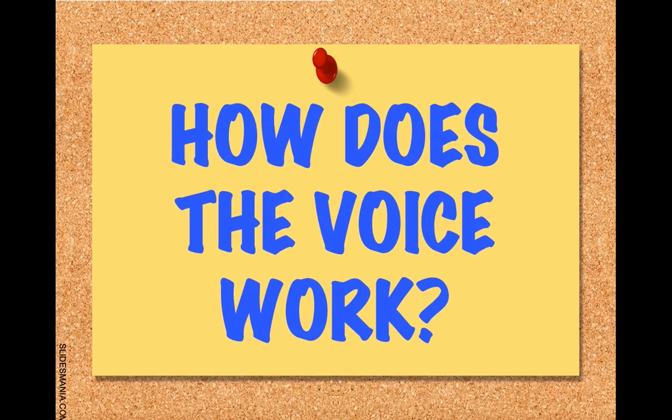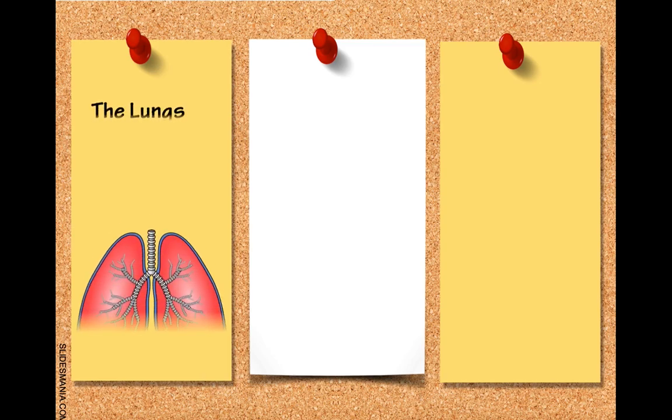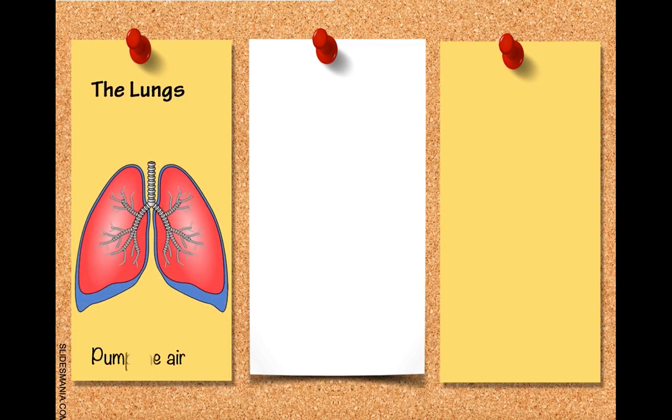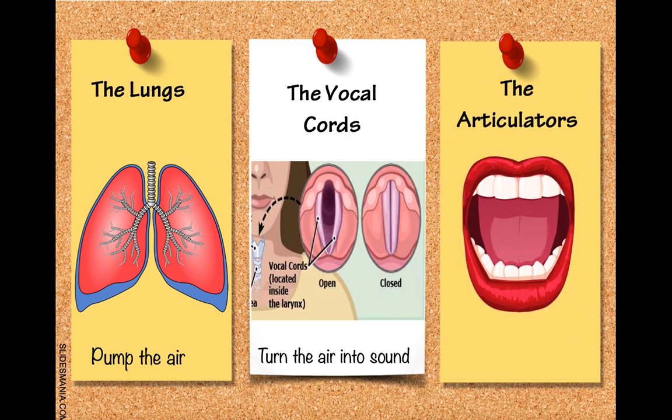So the main part of our class today, we're going to be looking at how the voice works. There are three main parts of the human voice production system. We have the lungs, and their role is to pump the air. We have the vocal cords. The role is to turn the air into sound. And then lastly, we have the articulators, which clarify the sounds. So again, we have the lungs, the vocal cords, and the articulators.